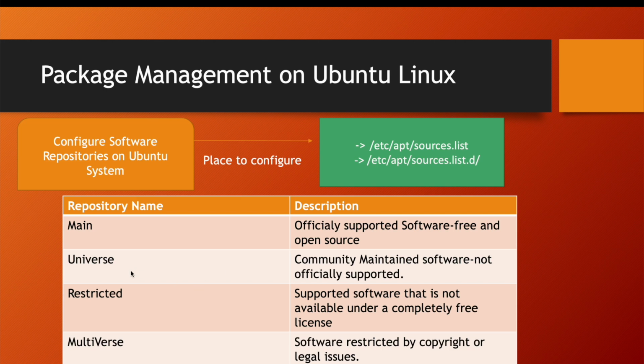The next is Universe. Universe are the softwares which are community maintained. These are not officially supported by the Debian based operating system. Third is restricted. These are supported software that is not available under a completely free license. Whoever is using these particular software needs to pay for the license usage. Okay. The next is multiverse. These are the software which are restricted by copyright or legal issues. These are the 4 types of repositories available with the Debian based operating system by default.